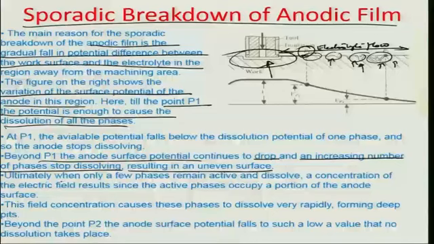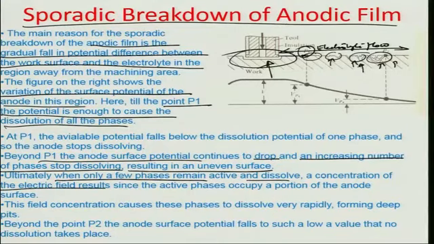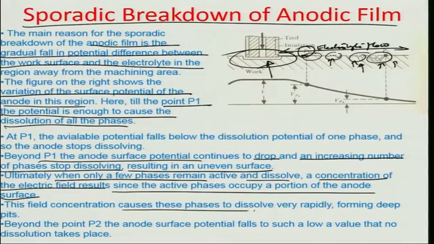Ultimately, when only a few phases remain active and dissolve, a concentration of the electric field results, since the active phases occupy only a portion of the anode surface. If you have small points and crevices in these regions, there is always a tendency of field concentration, which would cause these phases to dissolve very rapidly, and it would start forming pits in these regions, which would be related to the surface finish.